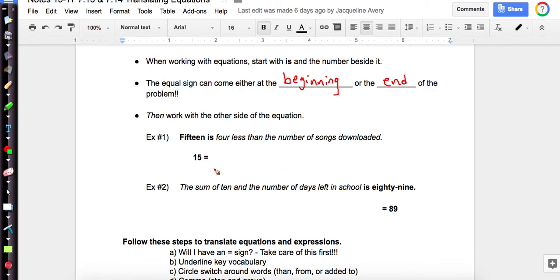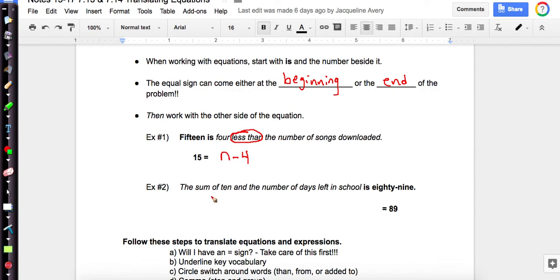So here's example 1. 15 is, and notice I wrote 15 equals already. And now we need to deal with this part. 4 less than the number of songs downloaded. So I'm going to circle less than. That's a switch around word. And let's use N for number of songs. S looks too much like a 5. Otherwise, I would use S. So look, this says 4 minus N, but because this is a switch around, we're going to write N minus 4.